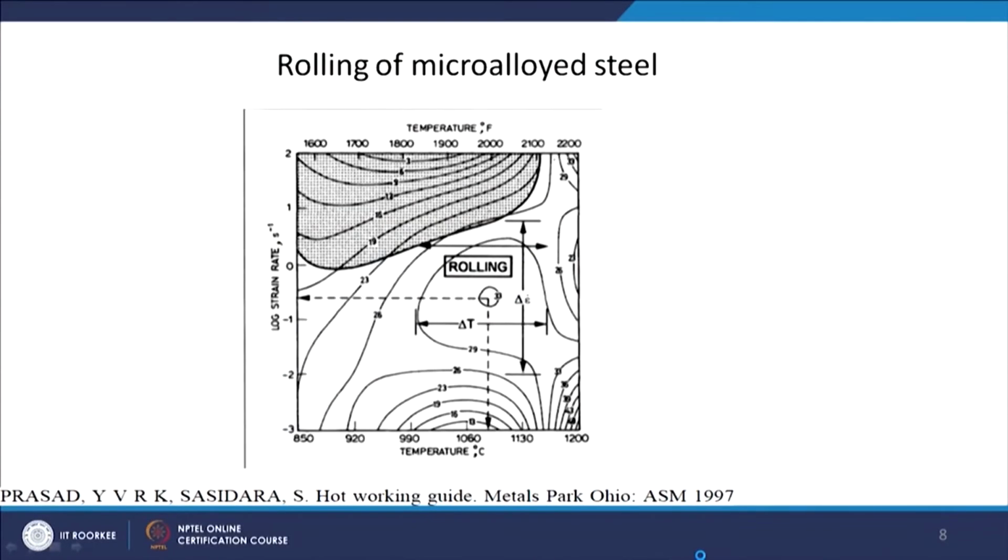How I can apply these processing maps in actual application. For example, if you are trying rolling of a microalloyed steel, you can construct a processing map first. You can look for high efficiency regions. Of course, again you have to look at the cost of any process. I cannot do it at a high temperature because the cost of heating the material will be involved. I cannot do it at very low strain rate because then my productivity will be affected. So, you can see that a temperature range and a strain rate range is kind of defined for rolling.